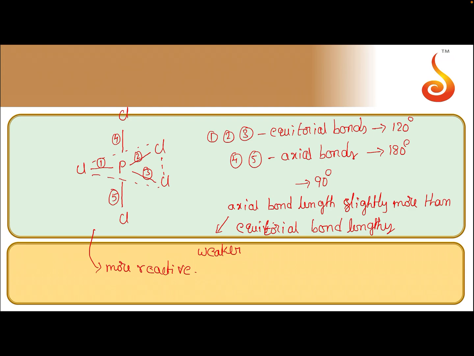And here, why are the axial bond lengths more than the equatorial bond lengths? Because axial bond pairs experience more repulsive forces from the equatorial bond pairs. Because of that reason, axial bond lengths are slightly more than equatorial bonds and weaker, and the PCl5 molecule is more reactive.